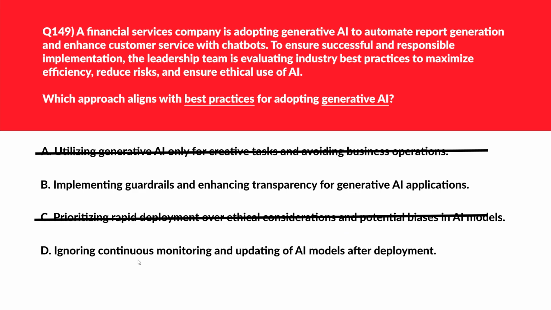Let's move to option D. D says ignoring continuous monitoring and updating of AI models after deployment. Ongoing monitoring and updates are essential to maintain model performance, address bias, and ensure compliance with evolving standards. So we will reject this. We are left with option B, and it is the correct answer.